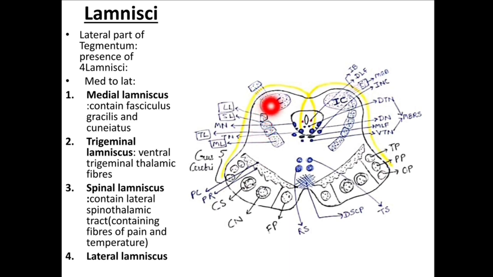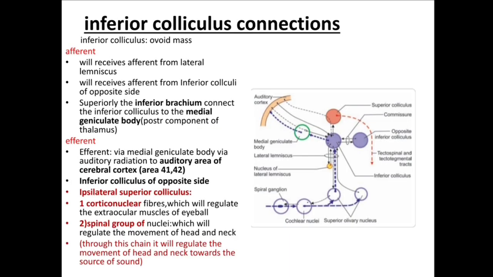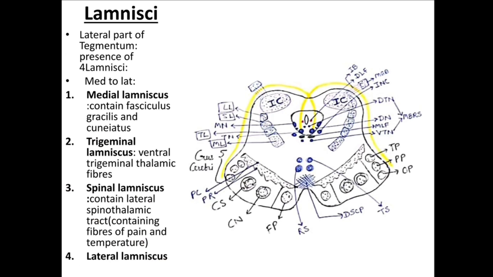And in this section we can also see the inferior colliculi. What are inferior colliculi? An ovoid mass of neurons. This colliculus is connected with the medial geniculate body by the inferior brachium. So what is a colliculus? An ovoid mass.